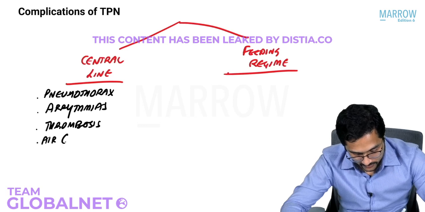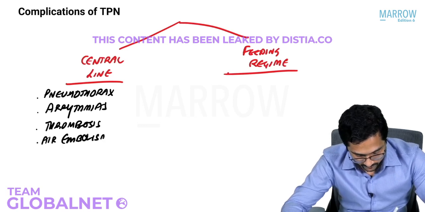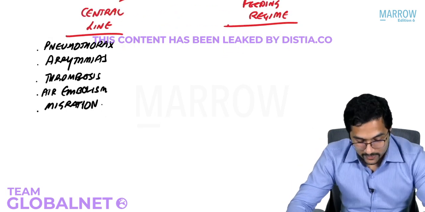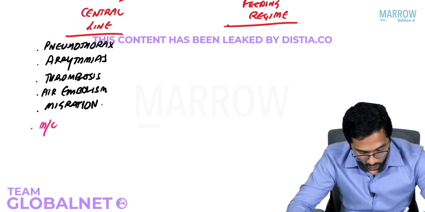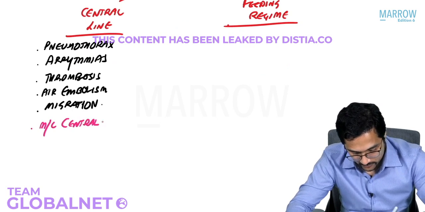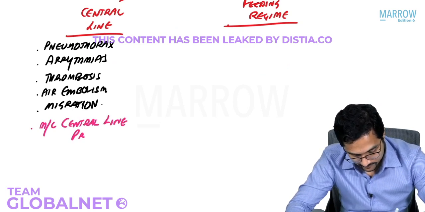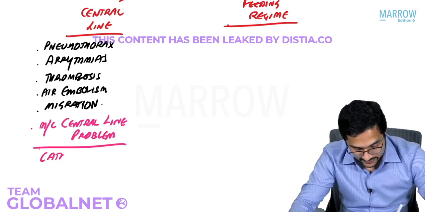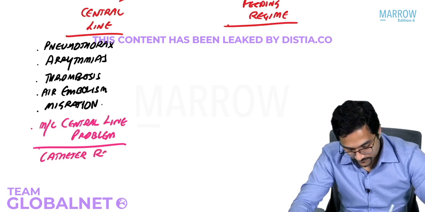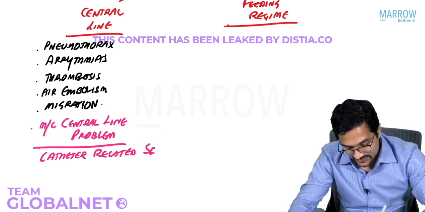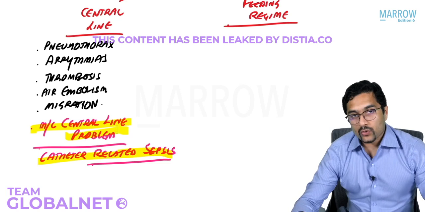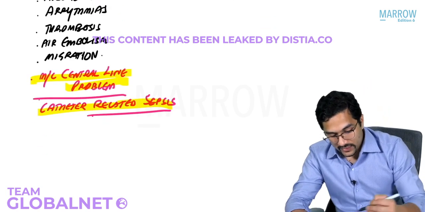There can be air embolism. The central line can migrate. But the most common central line problem in TPN is catheter-related sepsis. That means the central line acts as a source of infection, or sepsis. That is catheter-related sepsis.